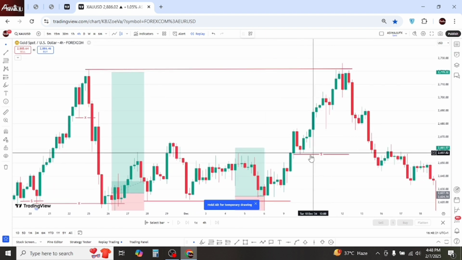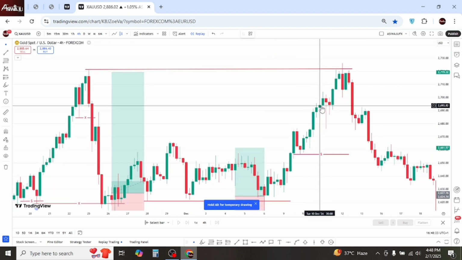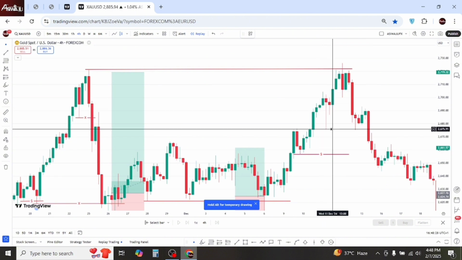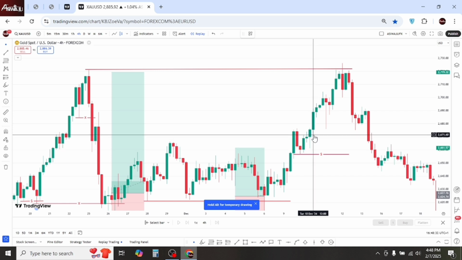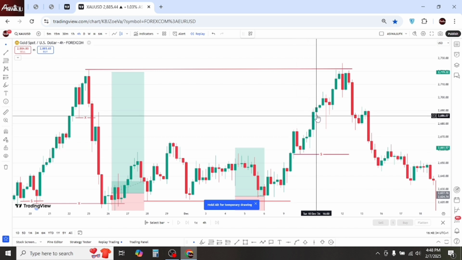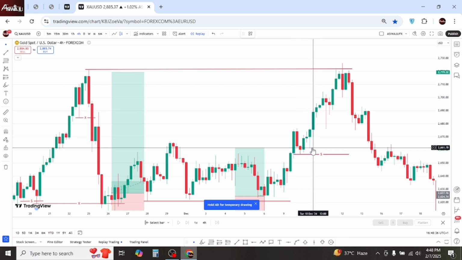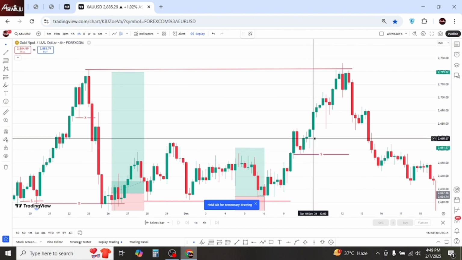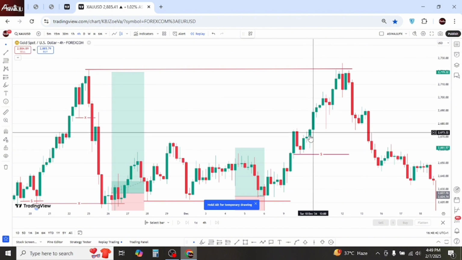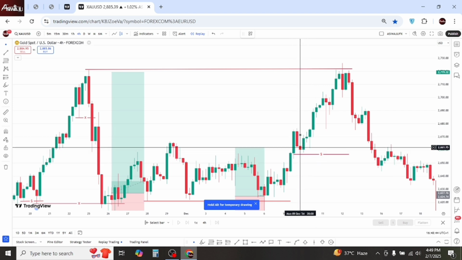So now price continues to the upside. And as price continues to the upside, we have another pullback here. When you look at this pullback, you can see that we have another pullback inside of this main pullback. As you can see, this candle that pulled back took out the previous candle's low, but this candle is just an internal pullback. It's not the major pullback, because the major pullback is here.